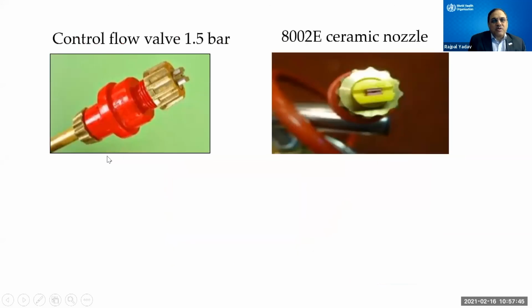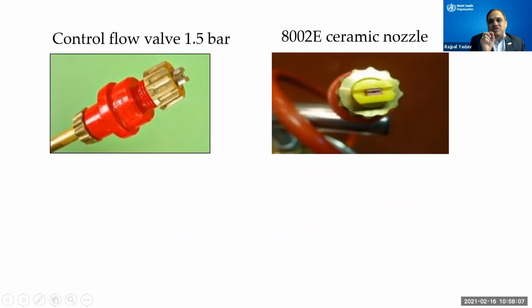So this is a close-up of the control flow valve. This is the nozzle body which contains the nozzle, and this is the valve. And the nozzle itself, if you look at the picture, there is a plastic body outside which is yellow in color, and inside is this grayish piece which is the ceramic nozzle.